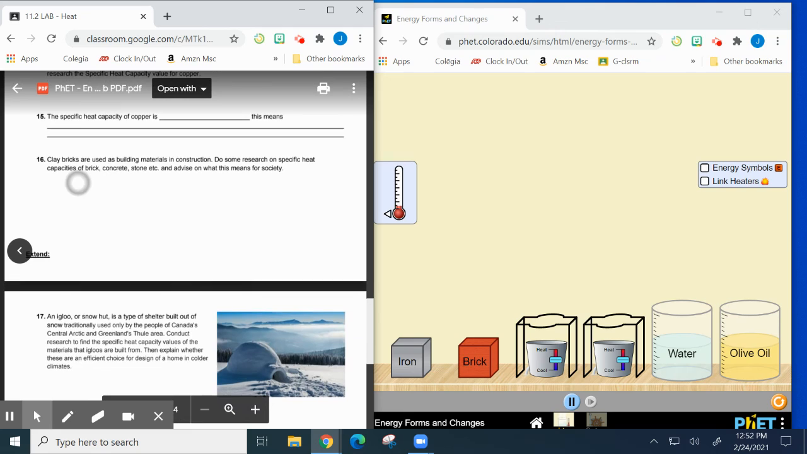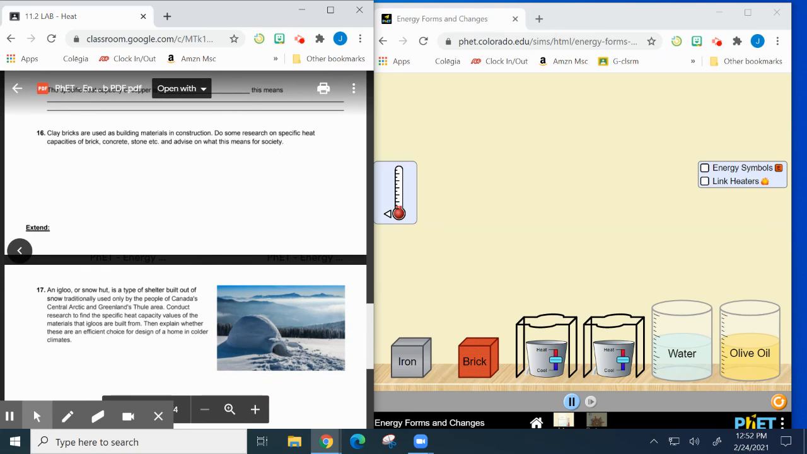All right, clay bricks are used as building materials in construction. Do some research on specific heat capacity of brick, stone, concrete, and advise on what that means for society. Wow, that's a big question. So yeah, look at a few building materials: brick, stone, and concrete. Pick those 3. You don't need to do anything else unless you're interested. Look up the specific heat of those 3 and which one actually takes more heat to move the temperature, because the more heat it takes to move the temperature, that's going to be like a better insulator, right?